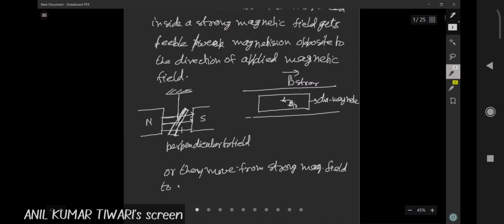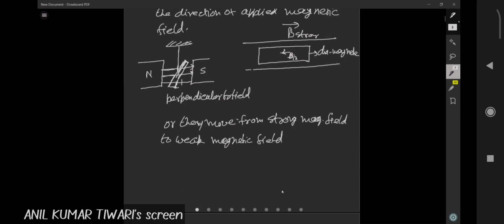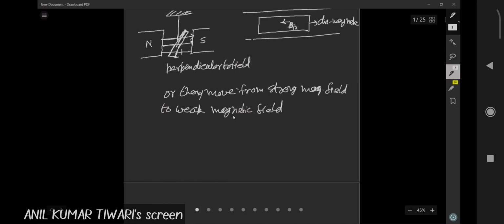to weak magnetic field. So they always move from strong magnetic field to weak magnetic field. There are many properties based on this.